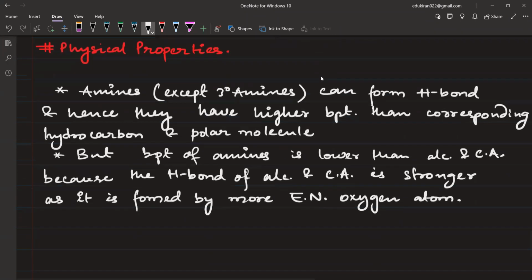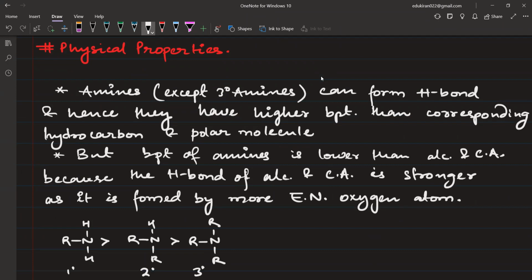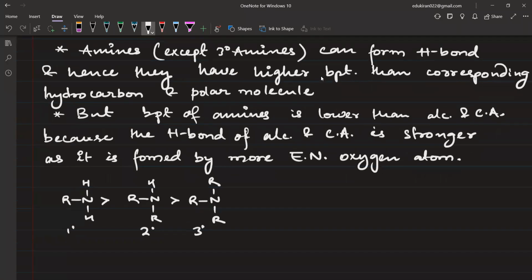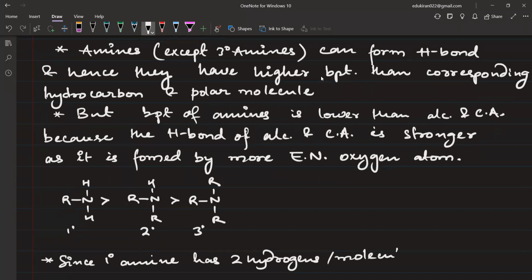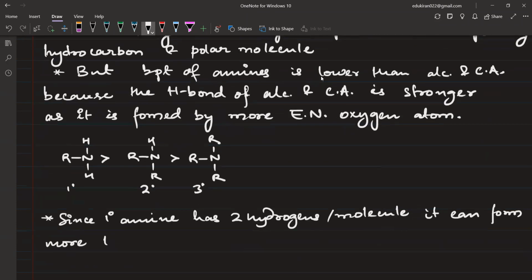Okay, so if I talk about amines, then nitrogen with 2 hydrogens will have the highest boiling point, followed by nitrogen with 1 hydrogen, and the least will be nitrogen with 0 hydrogens. Now write one more point. Since 1 degree amine has 2 hydrogens per molecule, it can form more hydrogen bonds and therefore has higher boiling point than 2 degree amine.